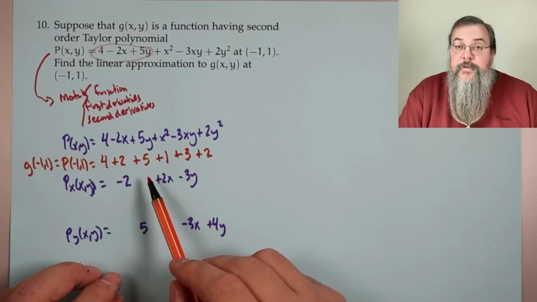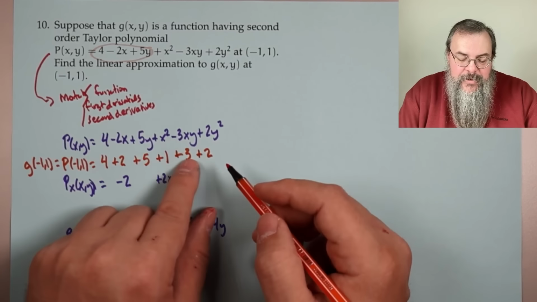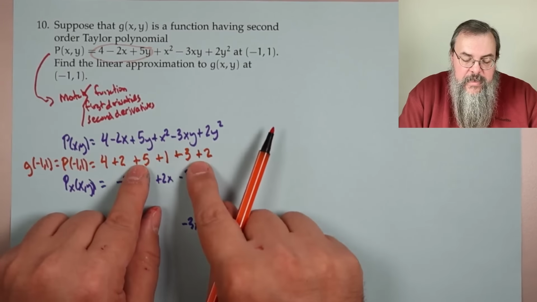Well, there were so many things I lost track. But 2 plus 3 is 5. There's a 10. And then the rest makes up 7. So that makes a grand total of 17. Okay, so the function at minus 1, 1 is 17, not 4. All right.